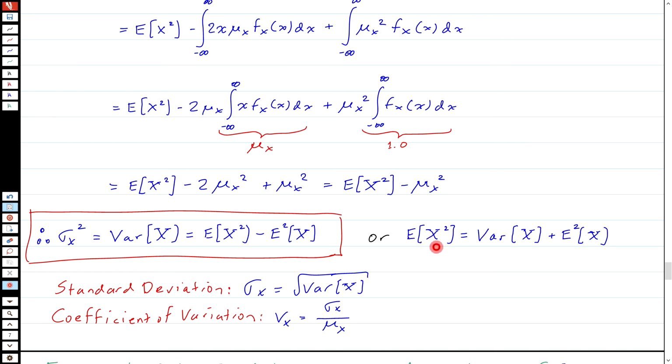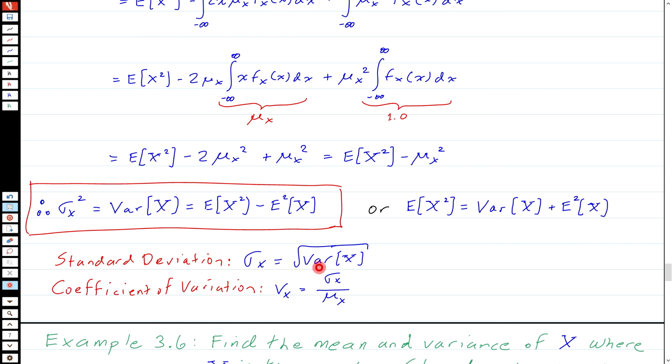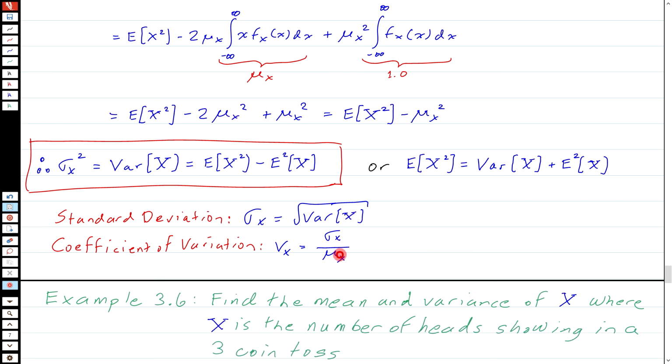And I can rearrange this. For example, if I'm looking for the expected value of x squared, I can solve it as the variance of x plus the expectation squared of x. Once I have the variance, I can compute the standard deviation as the square root of variance, and the coefficient of variation is sigma x over mu of x.